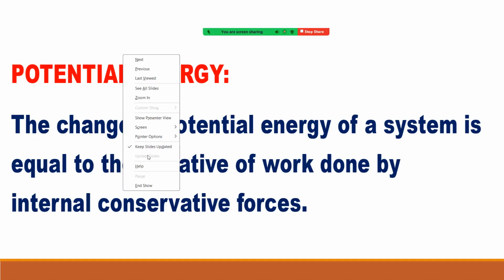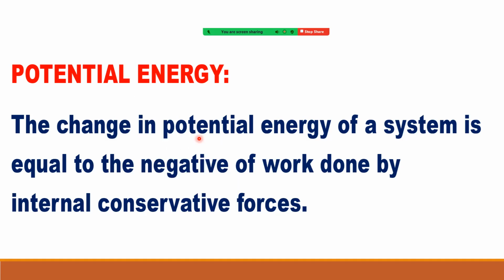So this is now the definition given. The change in potential energy of a system is equal to negative of work done by internal conservative forces. And we told that when configuration changes, potential energy changes. In case of a spring block system, if the spring is compressed or elongated, then we say the configuration of the system has changed.